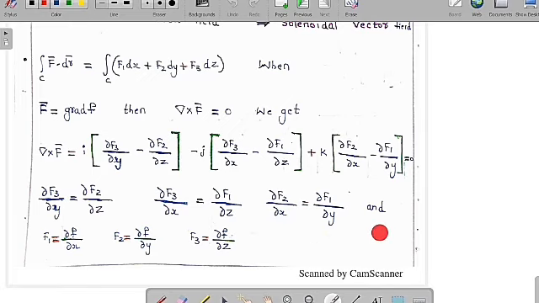If this is satisfied, then we can say this f bar is the gradient of some scalar function. Otherwise we can say it is not the gradient of a scalar function, and then the integral depends upon the path. Otherwise it is independent of the path. So basically in these lectures we have learned some of the important points and did a speedy revision of vector calculus in a very fast manner.